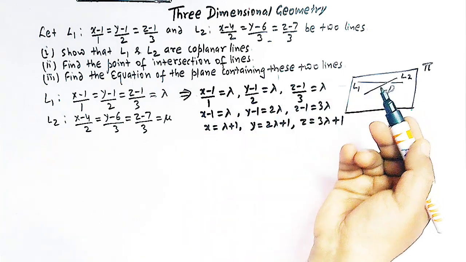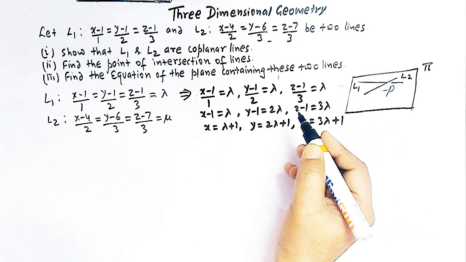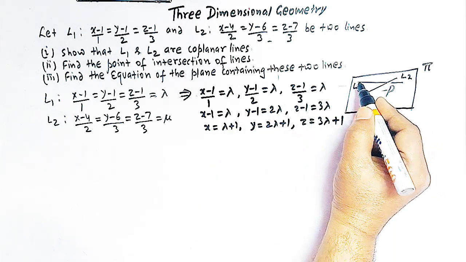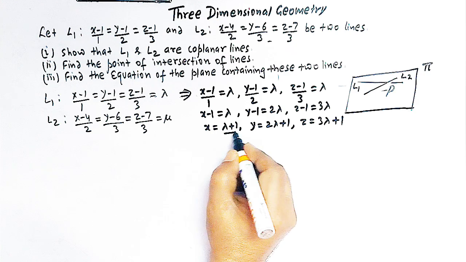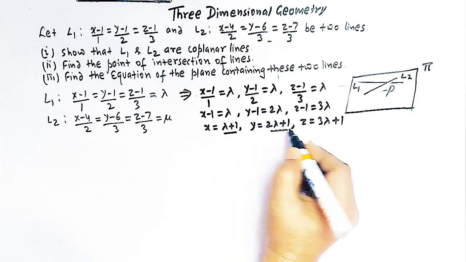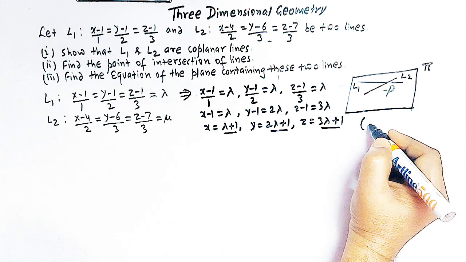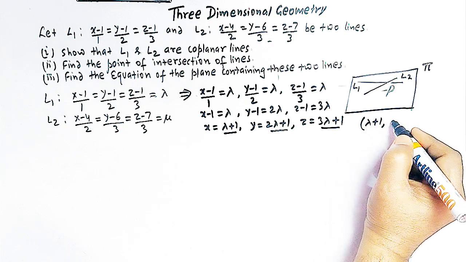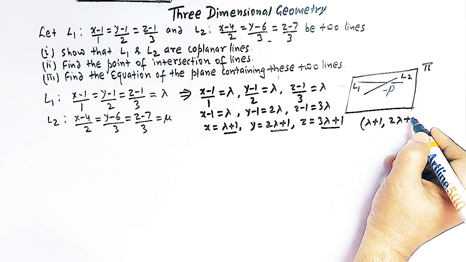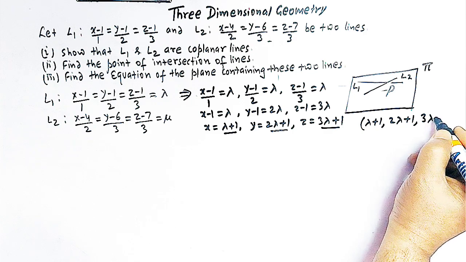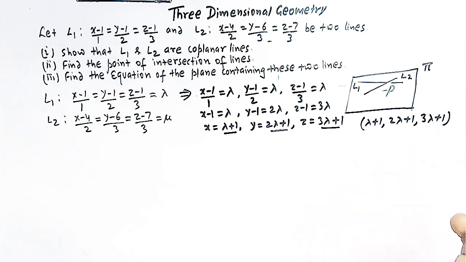So the coordinates of the general point lying on this line L1 are given by lambda plus 1, 2 lambda plus 1, and 3 lambda plus 1. So the coordinates may be taken as lambda plus 1, 2 lambda plus 1, and 3 lambda plus 1 for some value of lambda.